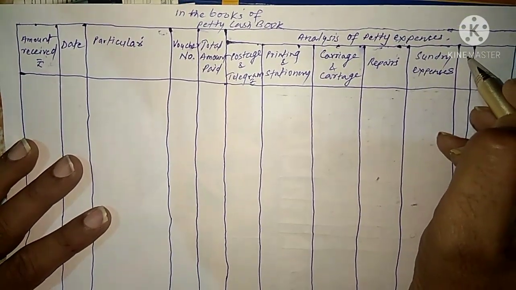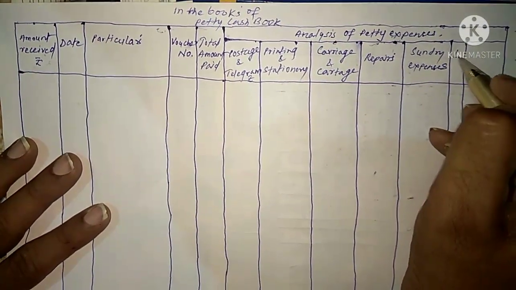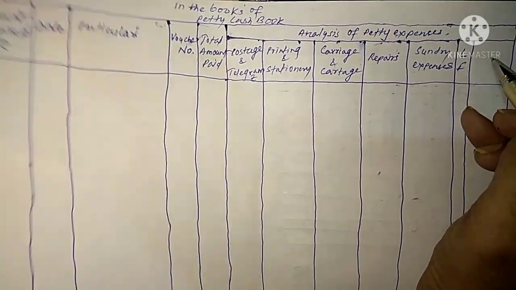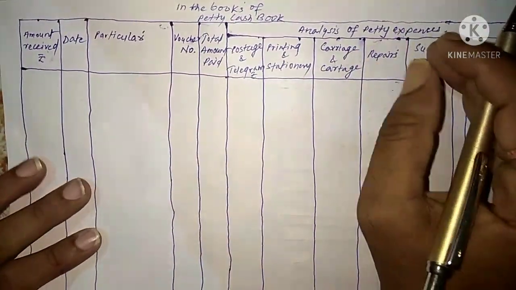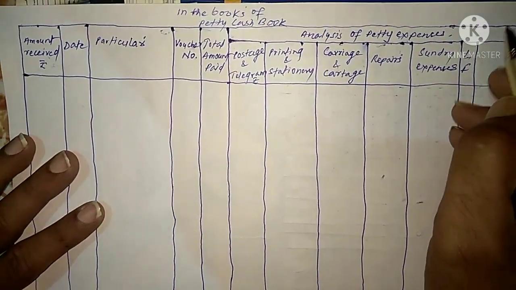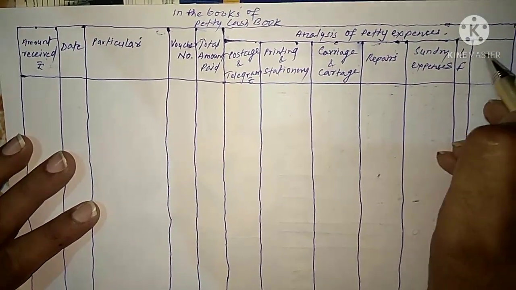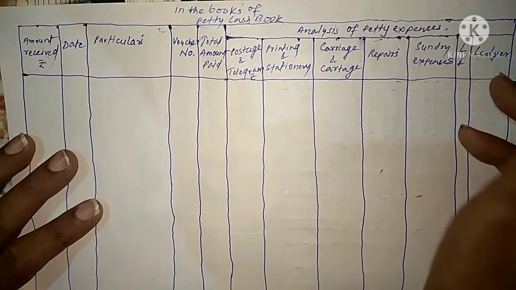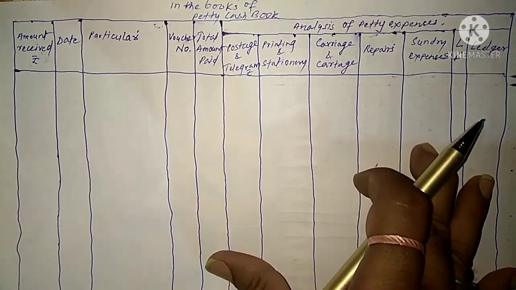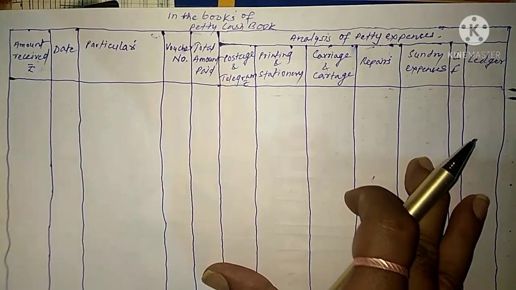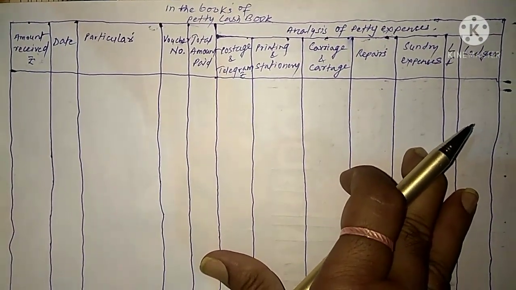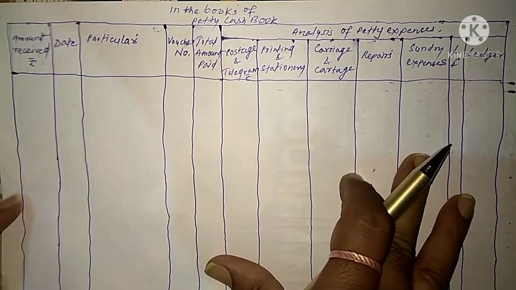और दूसरे नेक्स्ट कॉलम में यहाँ पे हम एलएफ लिखते हैं. And at the last column we have to write the ledger. तो ये कॉलम्स के नेम हो गए. And now we have to start the effect of transaction.